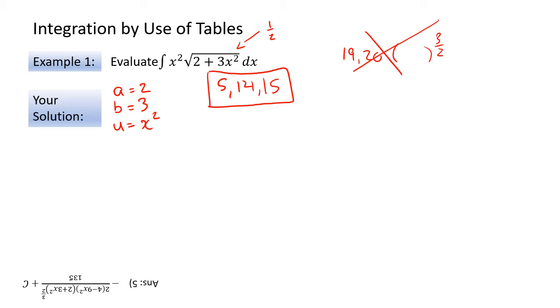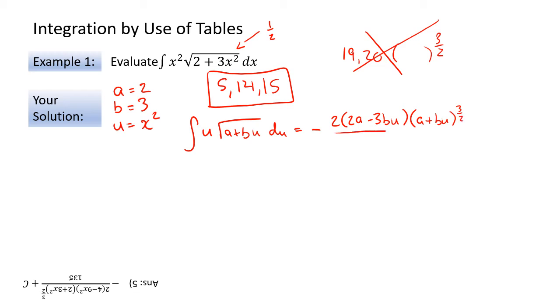So starting with the first function, function number 5, okay, we see that in function number 5, we have the integral of u times the square root of a plus bu. And then that's equal to negative 2 times 2a minus 3bu times a plus bu to the 3 over 2, divided by 15b squared. Okay, that is the integral. Okay, so I'm writing that exactly as it shows in the table.